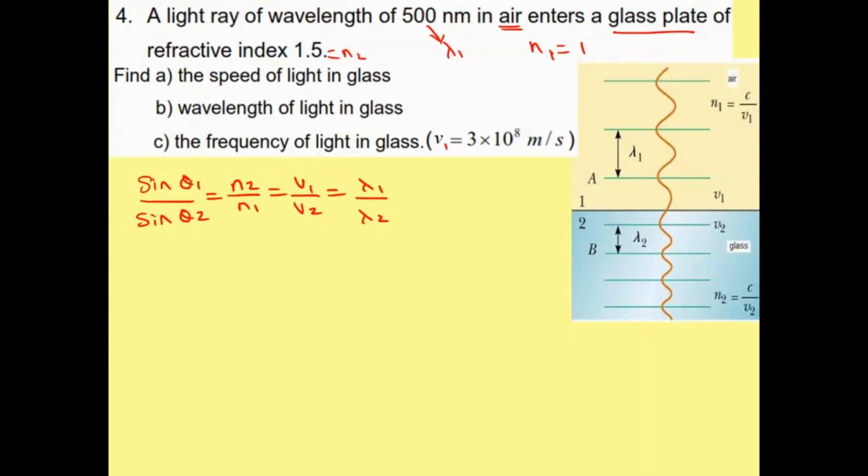For that, we do not need the information for theta 1 and theta 2. We do not need the information for lambda 1 and lambda 2. Clear? So the only important thing is this part. I'm going to use this part for finding the answer. So let's take this bracket, which is n2 over n1, which is equal to v1 over v2. So for answering the first part, I'm going to take n2 over n1 equal to v1 over v2. And in this question, we are going to find the value of v2. Therefore, v2 is equal to n1 over n2 multiplied by v1. I simply rearranged this relation.